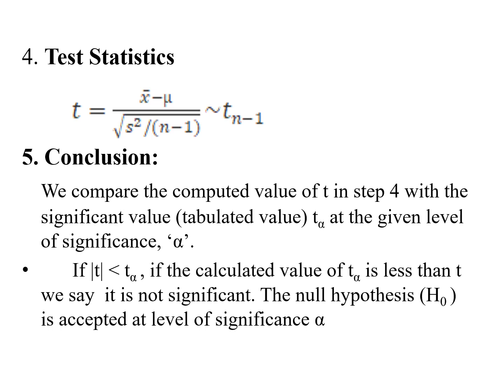Next is the conclusion. After the four steps, we go for the conclusion. We compare the computed value of t in step 4, which is denoted by small t, with the significant value, that is the tabulated value t alpha. So t alpha is the significant value or tabulated value. This value is ready to use, already tabulated. From this we can compare the calculated t value and the t alpha value. Based on that, we write the conclusion at the given level of significance alpha.